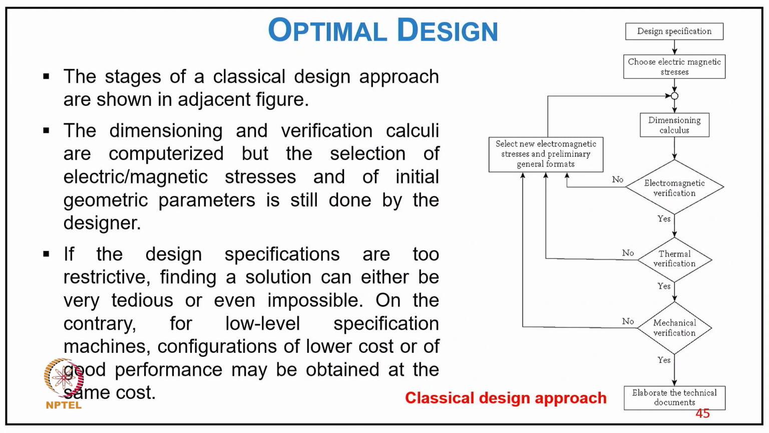So the stages of the classical design approach are shown in the adjacent figure. Dimensioning and verification calculus are computerized, but the selection of electromagnetic stresses and of initial geometry parameters is still done by the designer. If the design specifications are too restrictive, finding a solution can be very tedious or even impossible. On the contrary, for a low level specification machine, a configuration of lower cost or a good performance may be obtained at the same cost. So here is the flow chart.